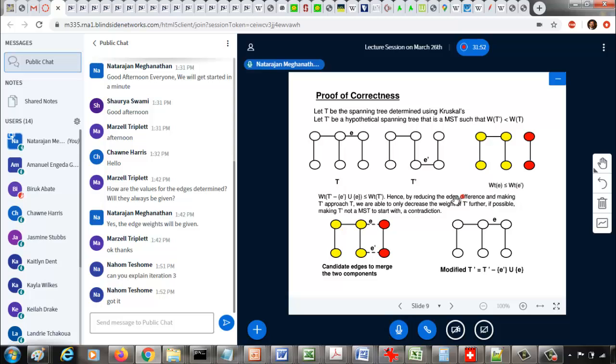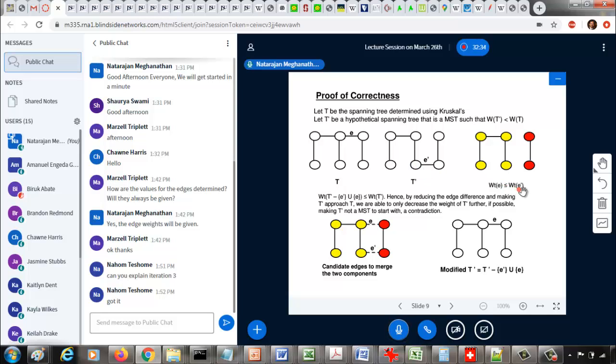So if that is the case, from T prime we could as well remove E prime like we just did and add E to connect the two components and get a new spanning tree, which will be same as T, because of course there's only one edge difference. By doing this edge change, we are reducing the edge difference from one edge difference to zero edge difference. So the resulting new tree, right, would have what weight? Since the weight of E is less than or equal to the weight of E prime, it is like this. You are starting with T prime and removing what?